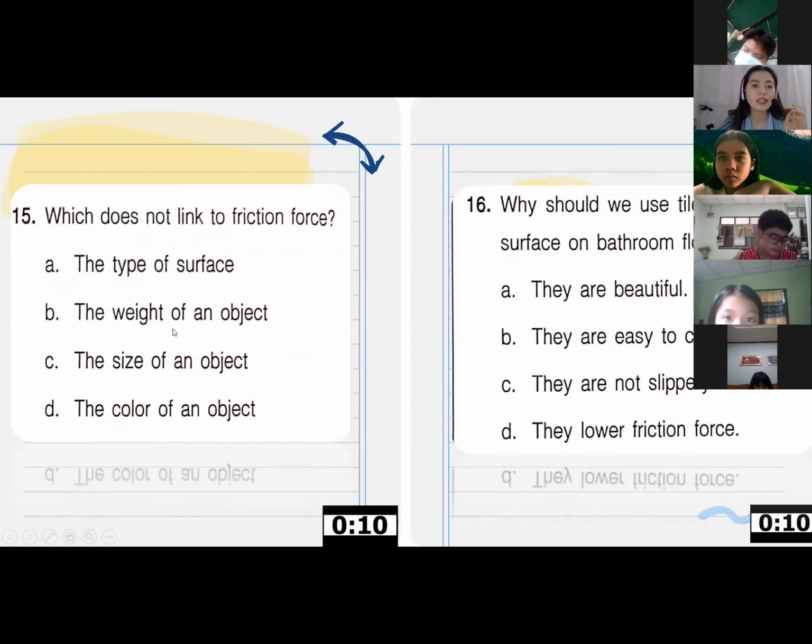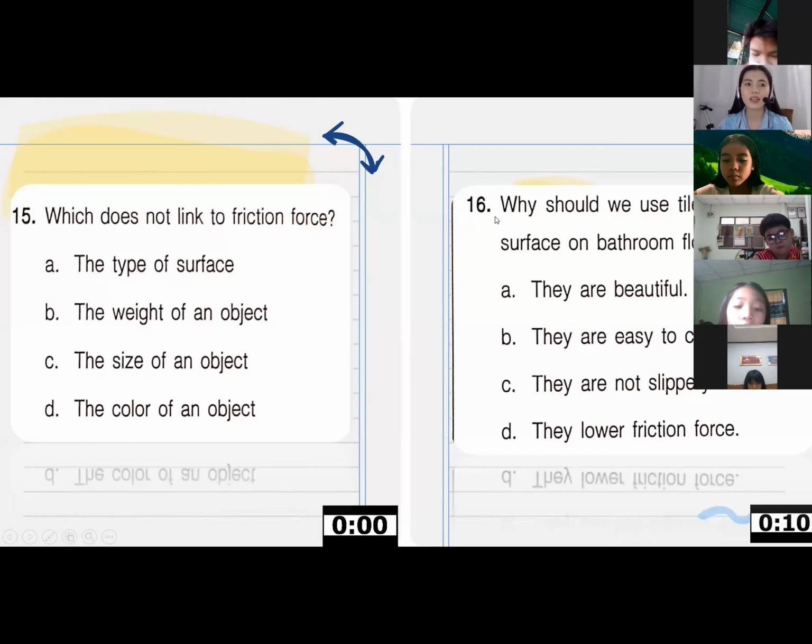Is it light or heavy? C. The size of an object. Is it big or small? Or D. The color of an object. Does color have something to do with friction force? Circle your answer now. Which does not link? Type of surface, weight, the size, or color. Time's up.